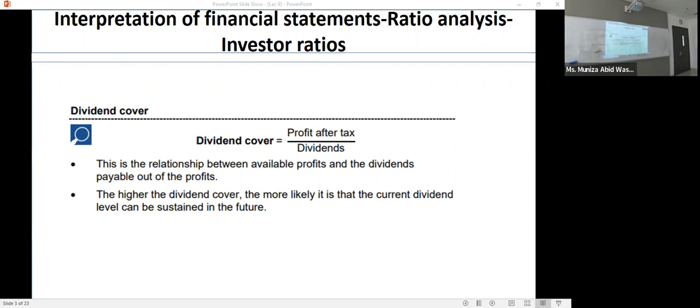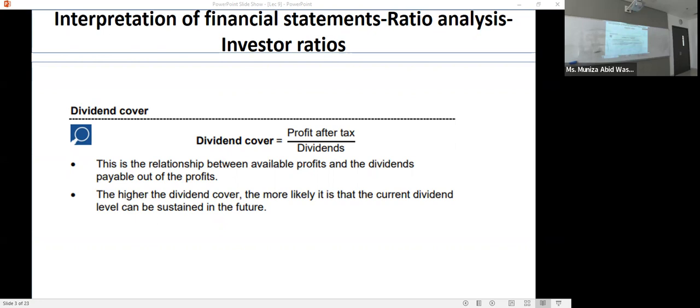So dividend cover ratio tells us how many times the dividend could be repaid out of the profit earned by the organization. The answer to this ratio will be in the form of times. So the higher the answer to this ratio, say for example, the answer to this ratio is 4. It means that out of the given available profit, 4 times we could give the dividends. So they say this is the relationship between the available profits and the dividends payable out of the profits.